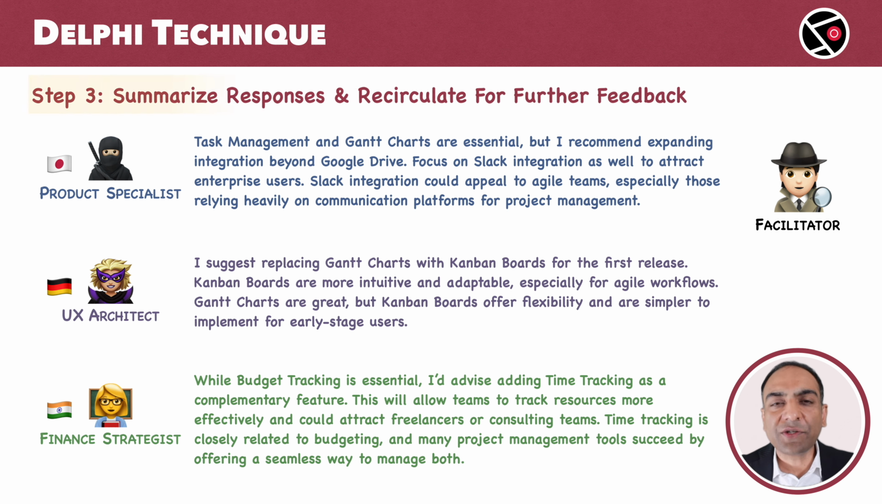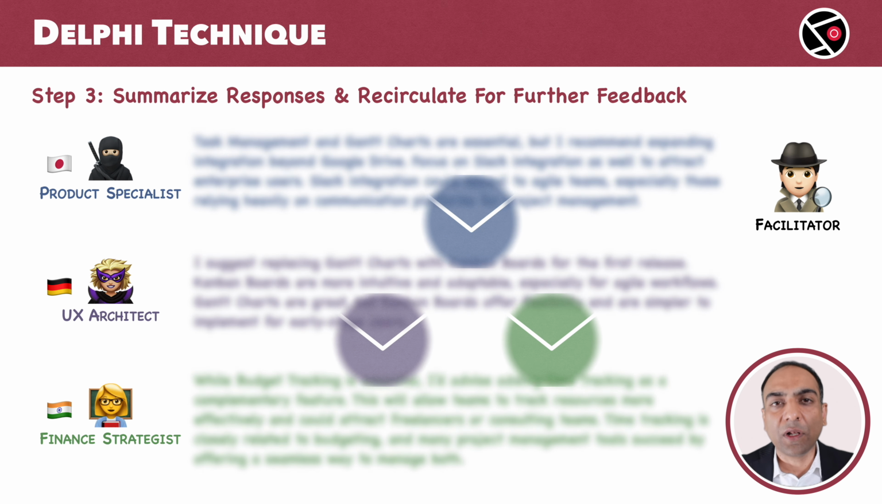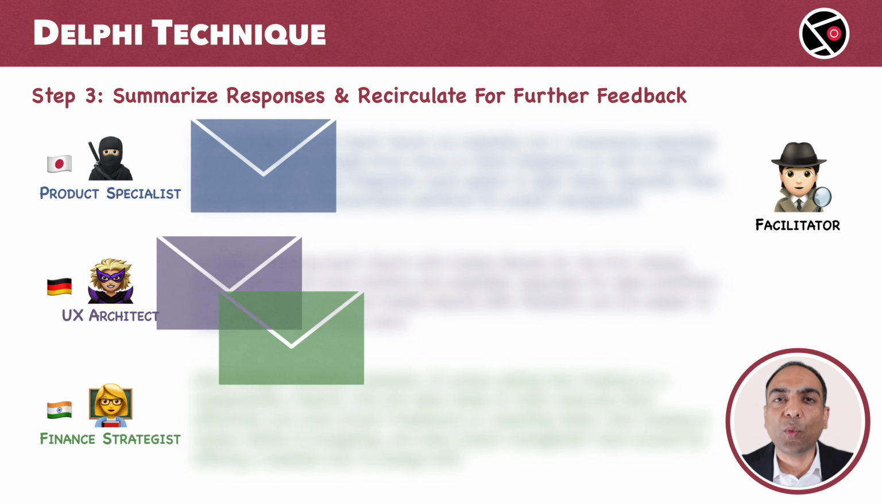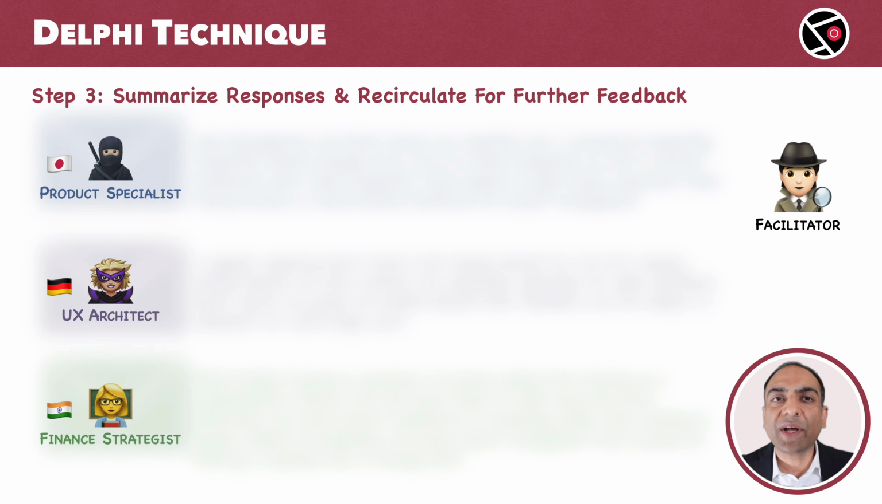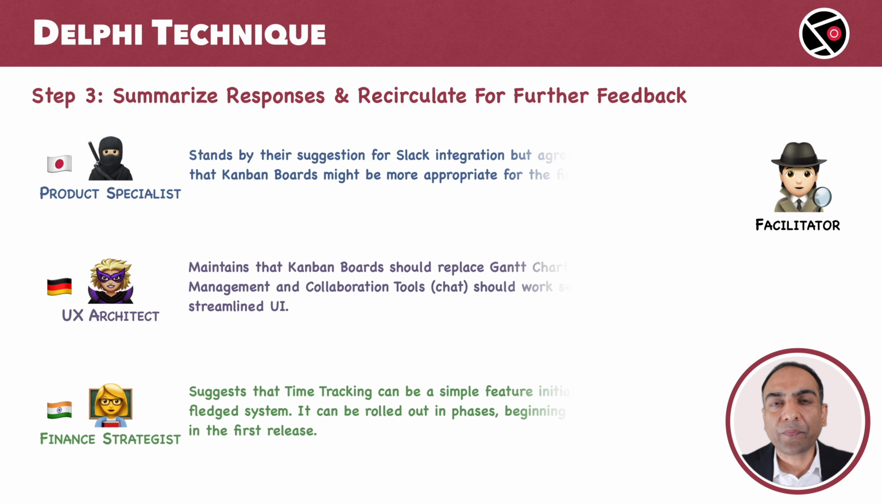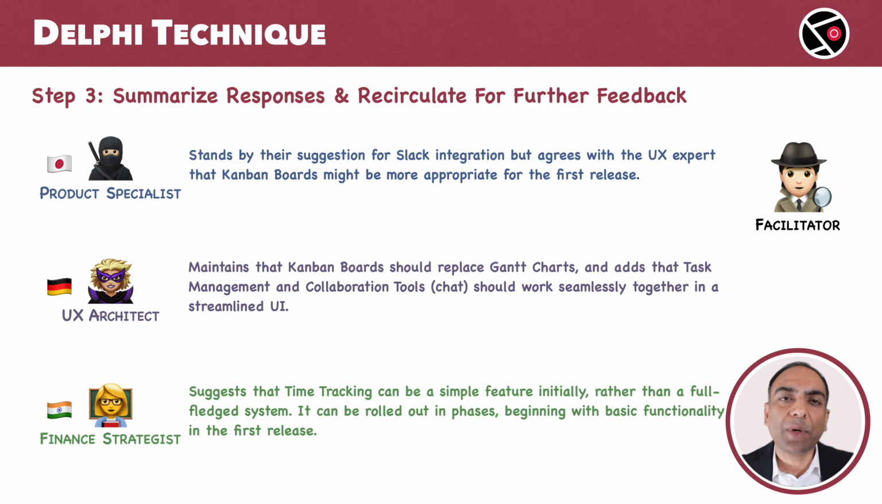Step 3. Summarize responses and recirculate for further feedback. The facilitator summarizes the responses from all the experts and shares a summary with them. The experts now have access to each other's opinions, allowing them to reevaluate their own and provide additional feedback. This step can be repeated multiple times until a consensus is reached. However, 100% consensus is sometimes not feasible, and in such cases, the decision to stop lies with the facilitator.